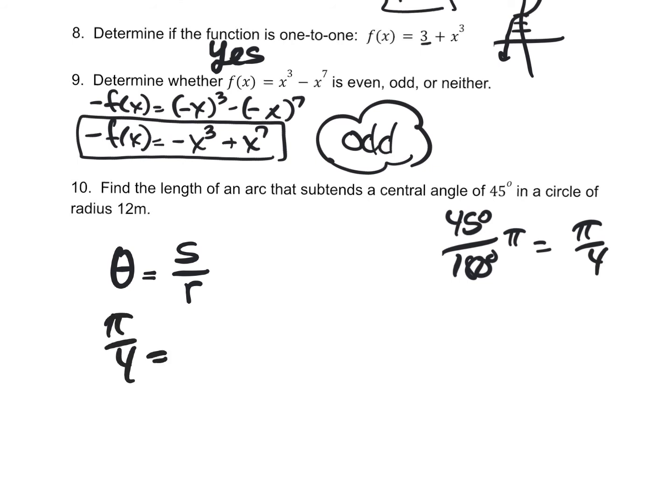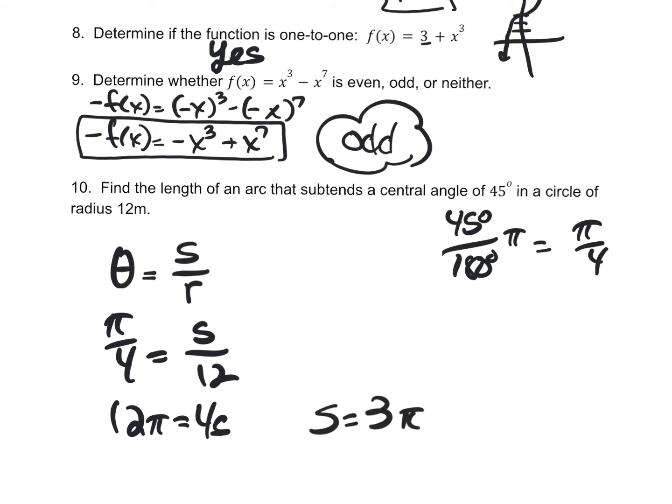My s, the arc length, is what I'm looking for. My radius is 12. Cross multiply. 12 pi is 4s. Divide by the 4. It should give you 3 pi meters for the arc length.